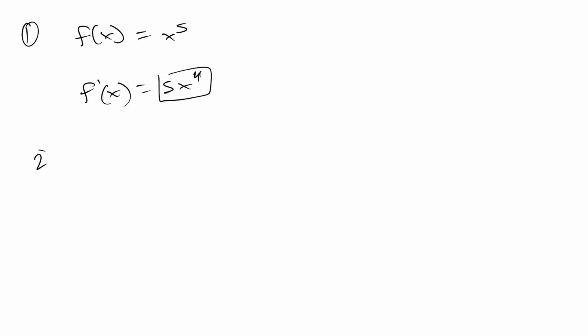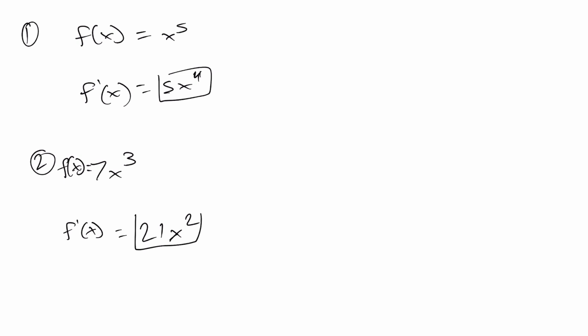Let's say I were to tell you to find the derivative of 7x cubed. So for this, we would bring the 3 down to where the 7 is, so it would be 7 times 3. This is f of x. So f prime of x would be equal to 7 times 3, which is 21, x, and then 3 minus 1 is 2, so it would be 21x squared is our derivative.